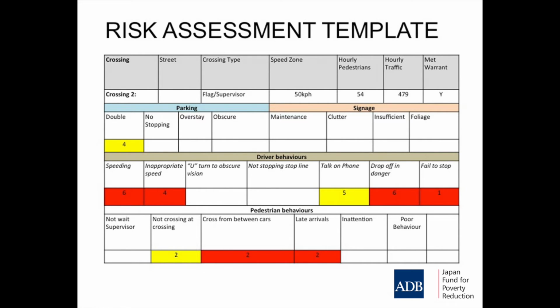Then you look at the driver behaviours. Are there people speeding? Are there people undertaking inappropriate speed? Inappropriate speed might be below the speed limit, but it might be on a very wet road where you should slow down more. So you make measures of that.